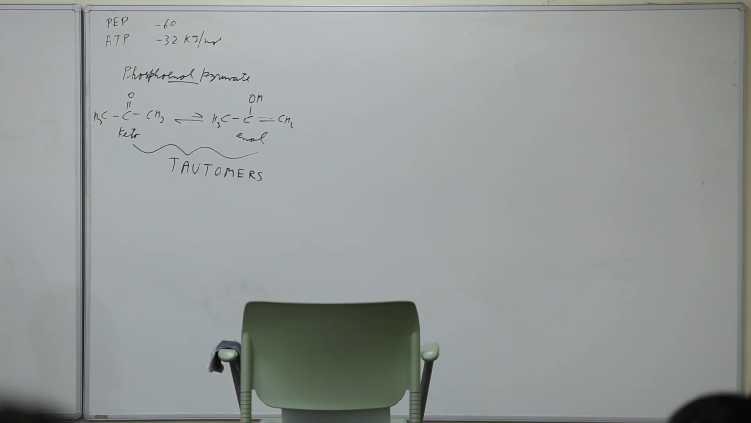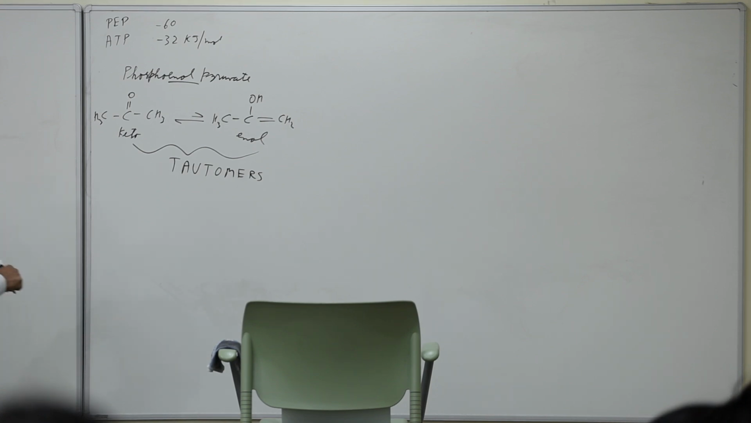So all ketones are in equilibrium with the enol, of which the enol is usually more unstable, and that's why the equilibrium is more towards the ketone. So the point here is that enols are usually unstable. Sometimes the enol is actually more stable, like phenol. Phenol is more stable than the corresponding ketone because of the aromatic ring.